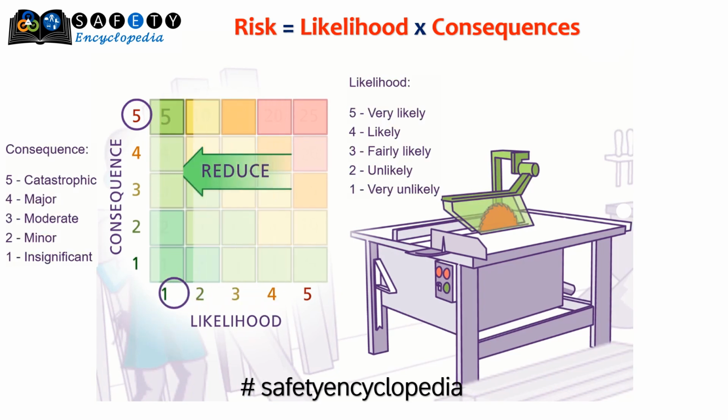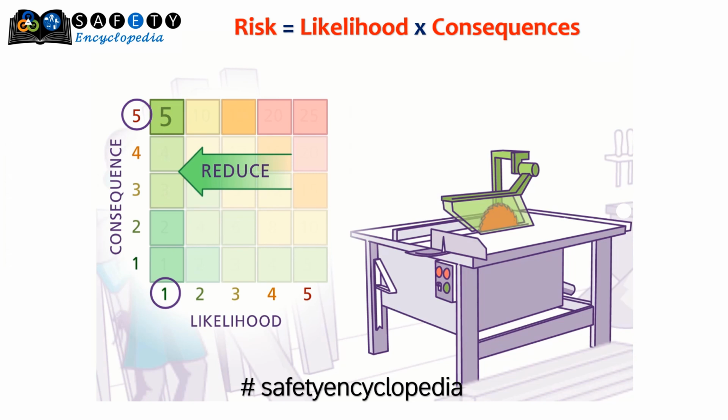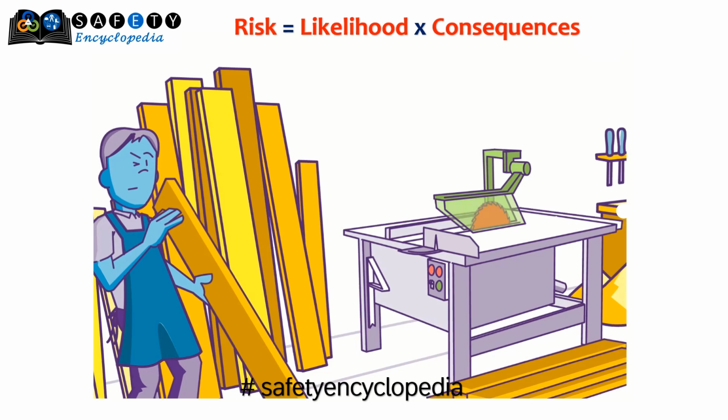Providing a guard will reduce the likelihood of coming into contact with the saw blade. If the guard is used most but not all of the time, the likelihood is reduced to 1, which in turn makes the risk rating 5.